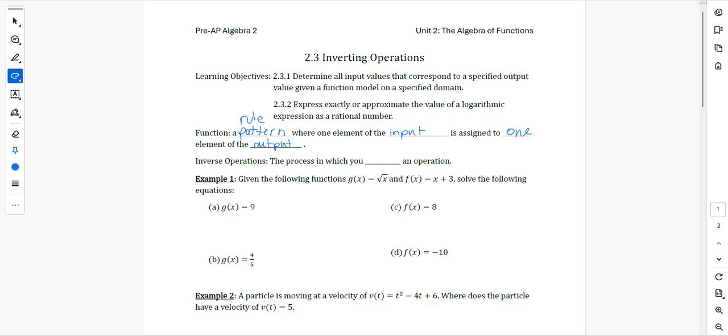Now, what's another pair of words we could use instead of input and output? What I do think is the best way to think about a function. I'll give you the first letter of this first one: D. Domain and range.